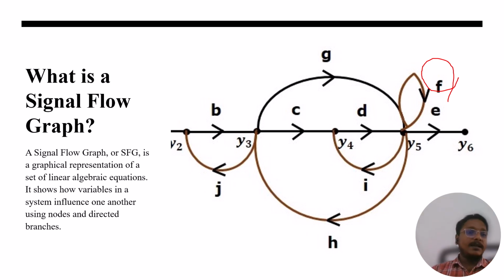A signal flow graph is represented as an SFG. It is a graphical representation of a set of linear algebraic equations, and it shows how variables influence each other using nodes and branches. The difference is that nodes and branches are not there in the block diagram representation, but here they play a major role, because when we are reducing, we need to write how many branches, how many nodes, how many loops, and everything. Then only the formula can be applied, and it will give a good result.